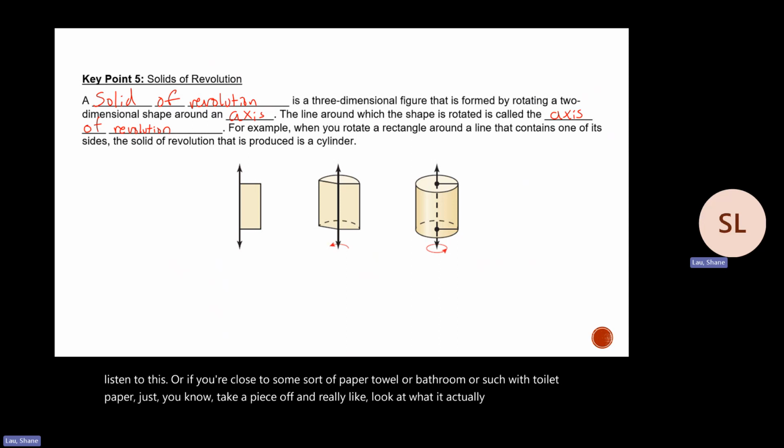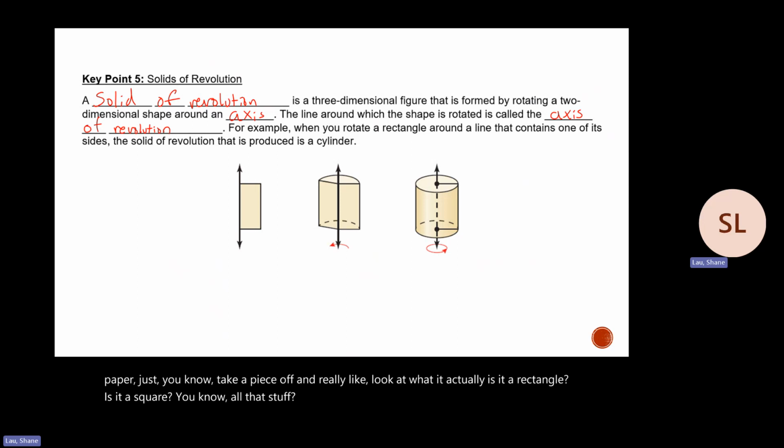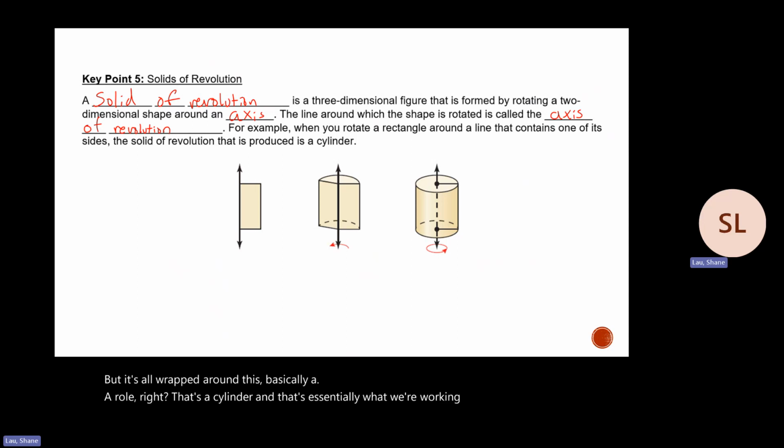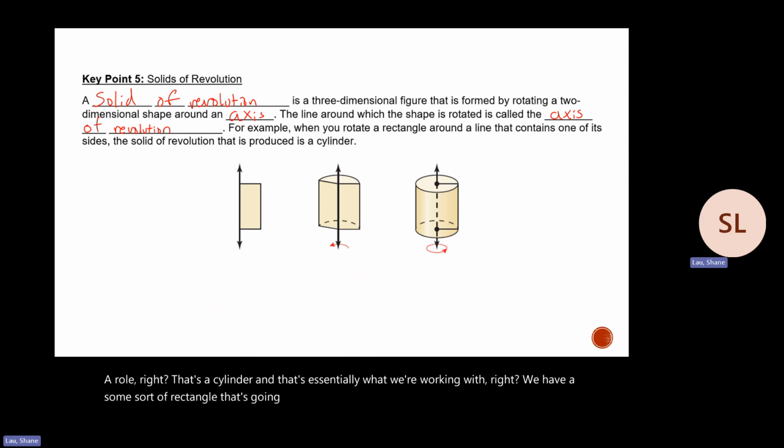Is it a rectangle? Is it a square? All that stuff. But it's all wrapped around basically a roll, right? That's a cylinder. And that's essentially what we're working with, right? We have some sort of rectangle that's going around some sort of axis, and it creates our cylinder.